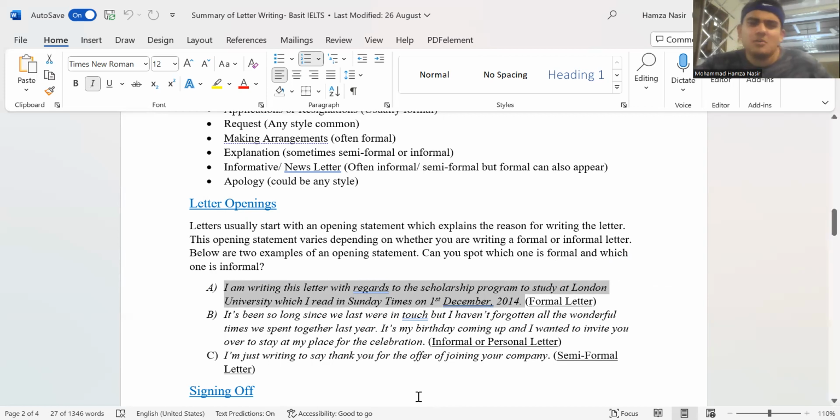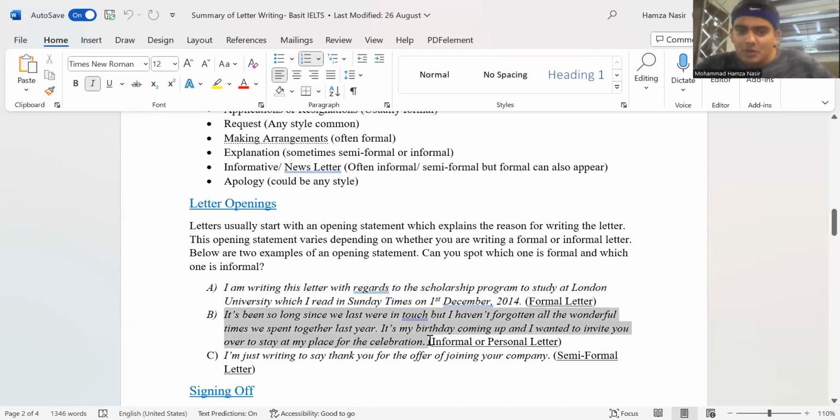Now, it's very clear that he's probably addressing the foreign education counselor or the university admission office, right? Therefore, this is definitely going to be a formal letter without any doubt. After that, we look at statement number B. It says: it's been so long since we last were in touch, but I haven't forgotten all the wonderful times we spent together last year. It's my birthday coming up, and I want to invite you over to stay at my place for the celebration. This definitely comes under the category of an informal or personal letter.